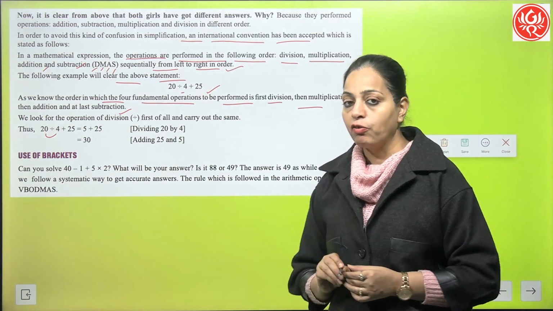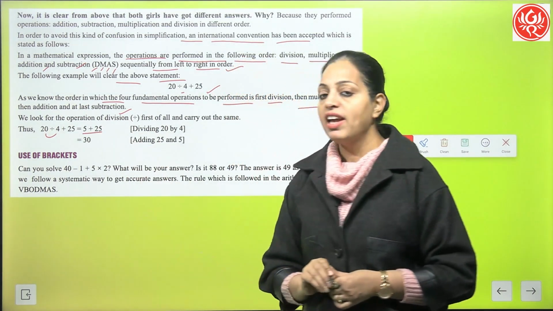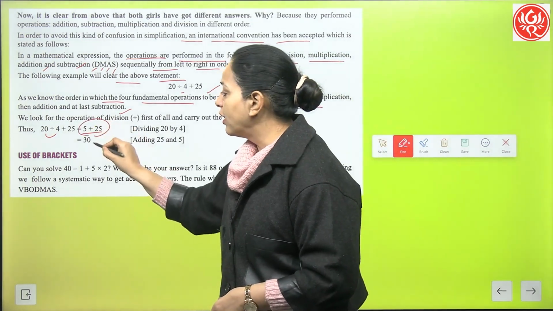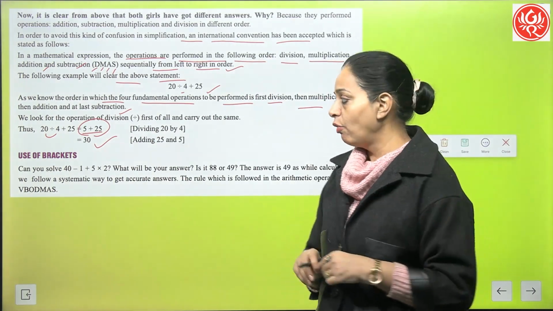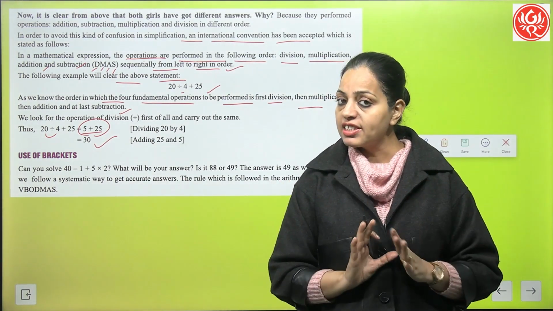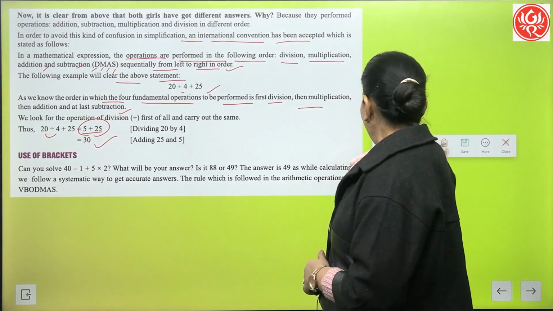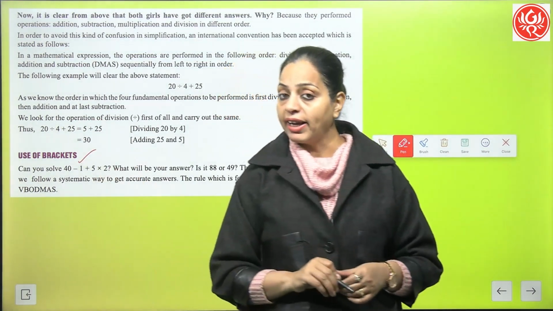20 divided by 4 that is 5 and plus 25 as it is. अब हम क्या कर देंगे, इन दोनों को add. So what is the answer? Answer is 30, right? I hope this is clear to you. Very interesting. Okay, now the next we are talking about the use of brackets.